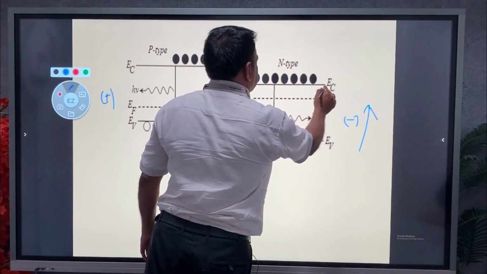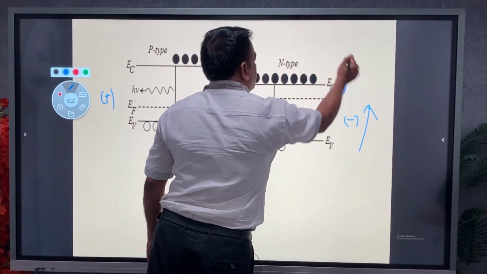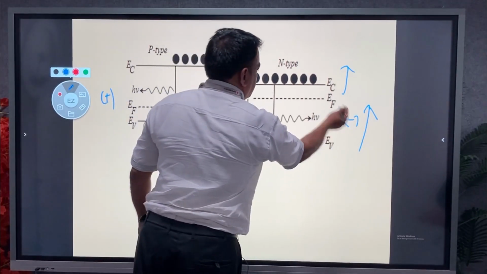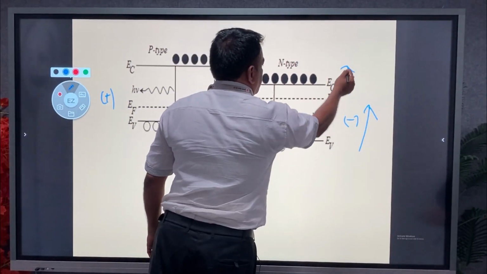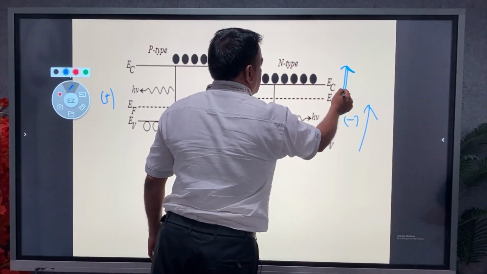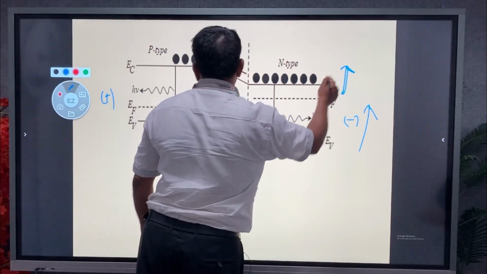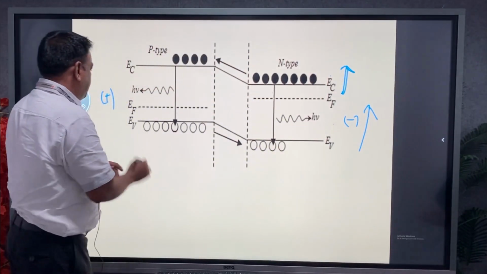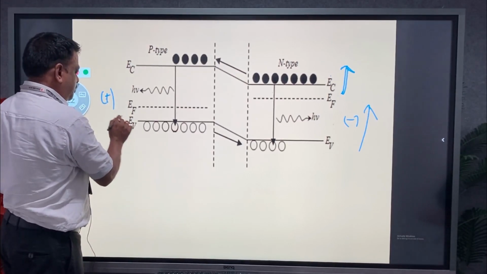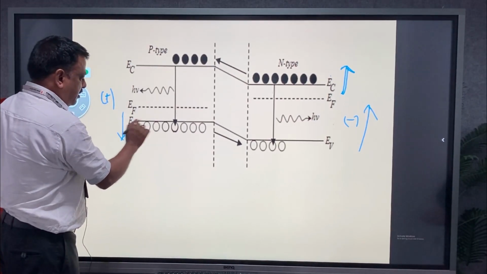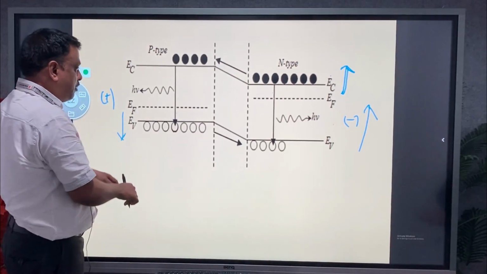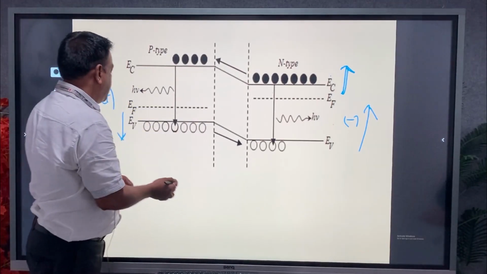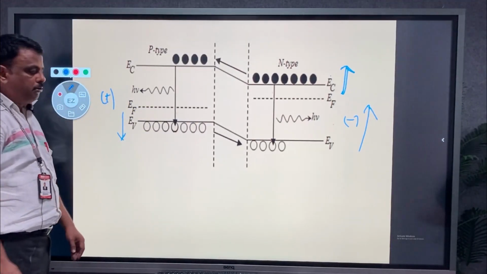On the n side, the conduction band moves upward. Because this is the negative value, negative of negative is positive energy. So the conduction band of the n side moves up. At the same time, this is positive, so the valence band of the hole side moves downward in the opposite direction. Electrons move in an upward direction, the holes move in a downward direction.